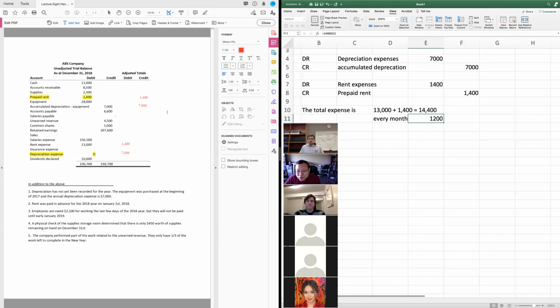So this question would be better if they left this at 1,200. Maybe when they designed it, they should have made this 13,200, so then you recognize 11 months of rent expenses. Maybe the bookkeeper did something wrong. So this amount is apparently for the last month.